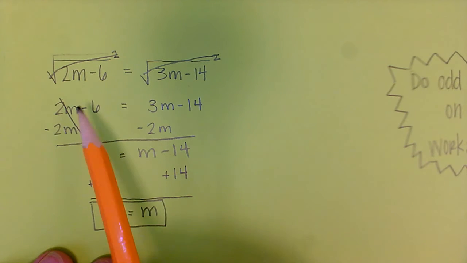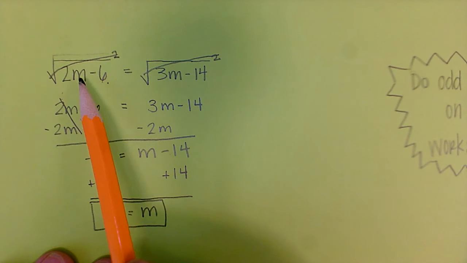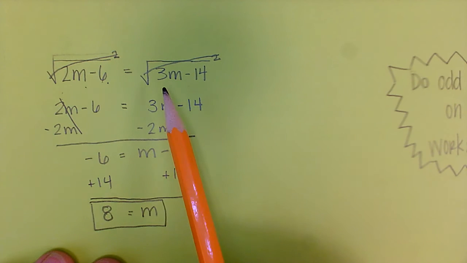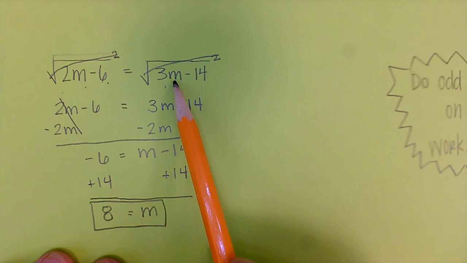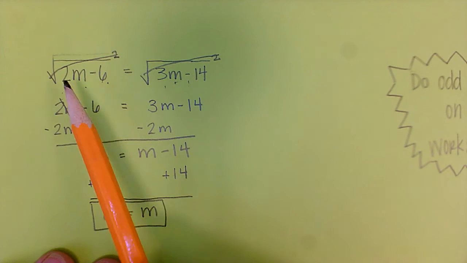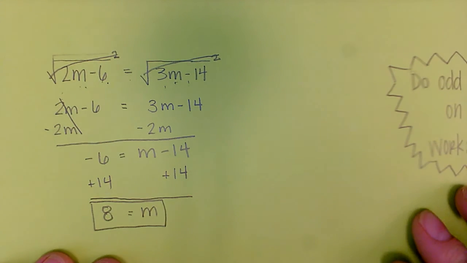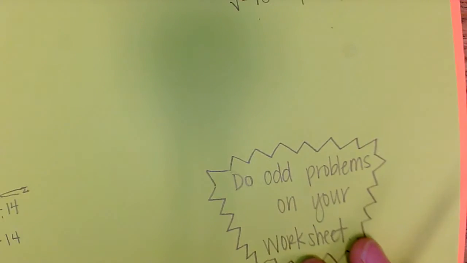Okay, so 2 times 8 is 16, minus 6 is 10, so you have the square root of 10 over here. 3 times 8 is 24, minus 14 is 10, so the square root of 10 over here. So the square root of 10 is equal to the square root of 10. It works, right? So let's go back. Next example.